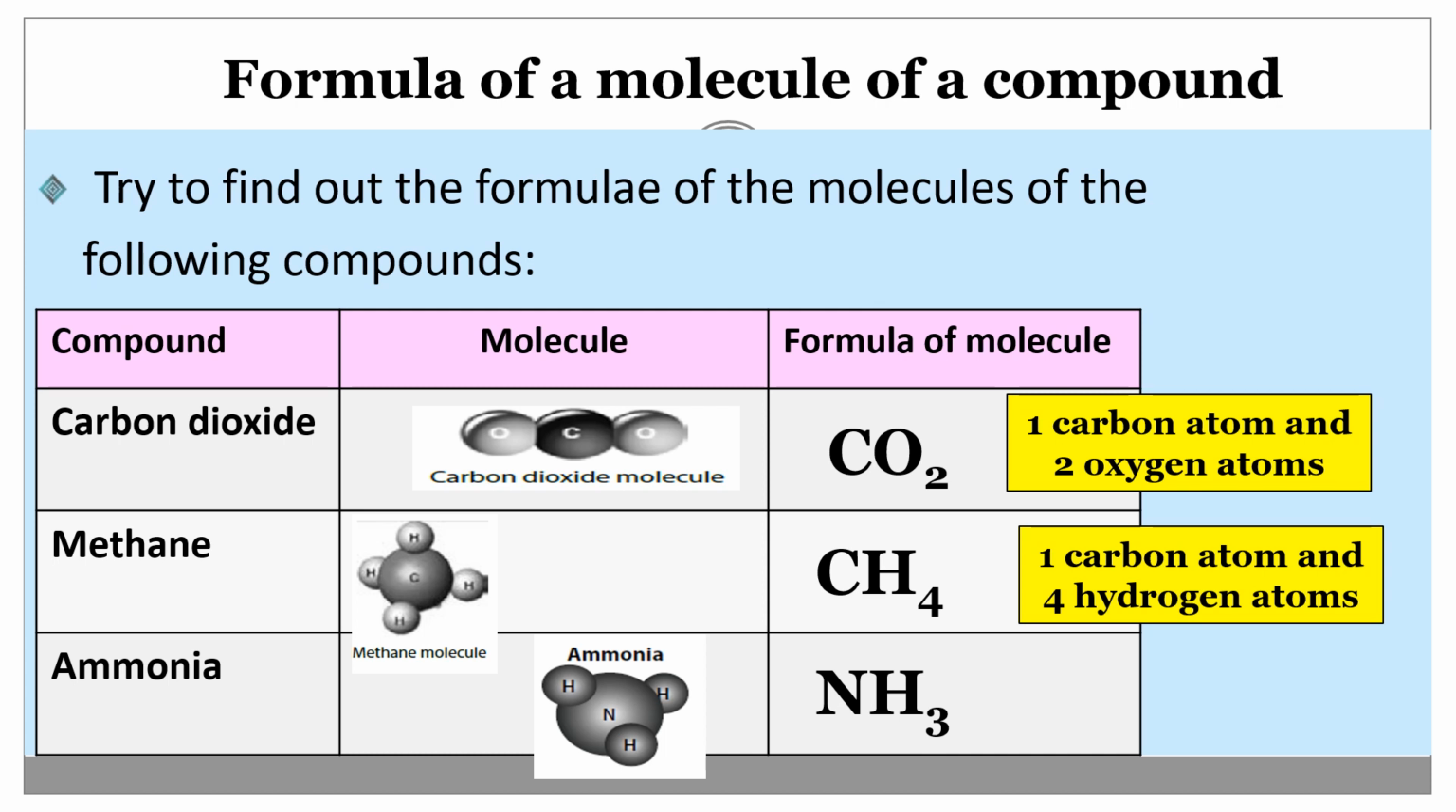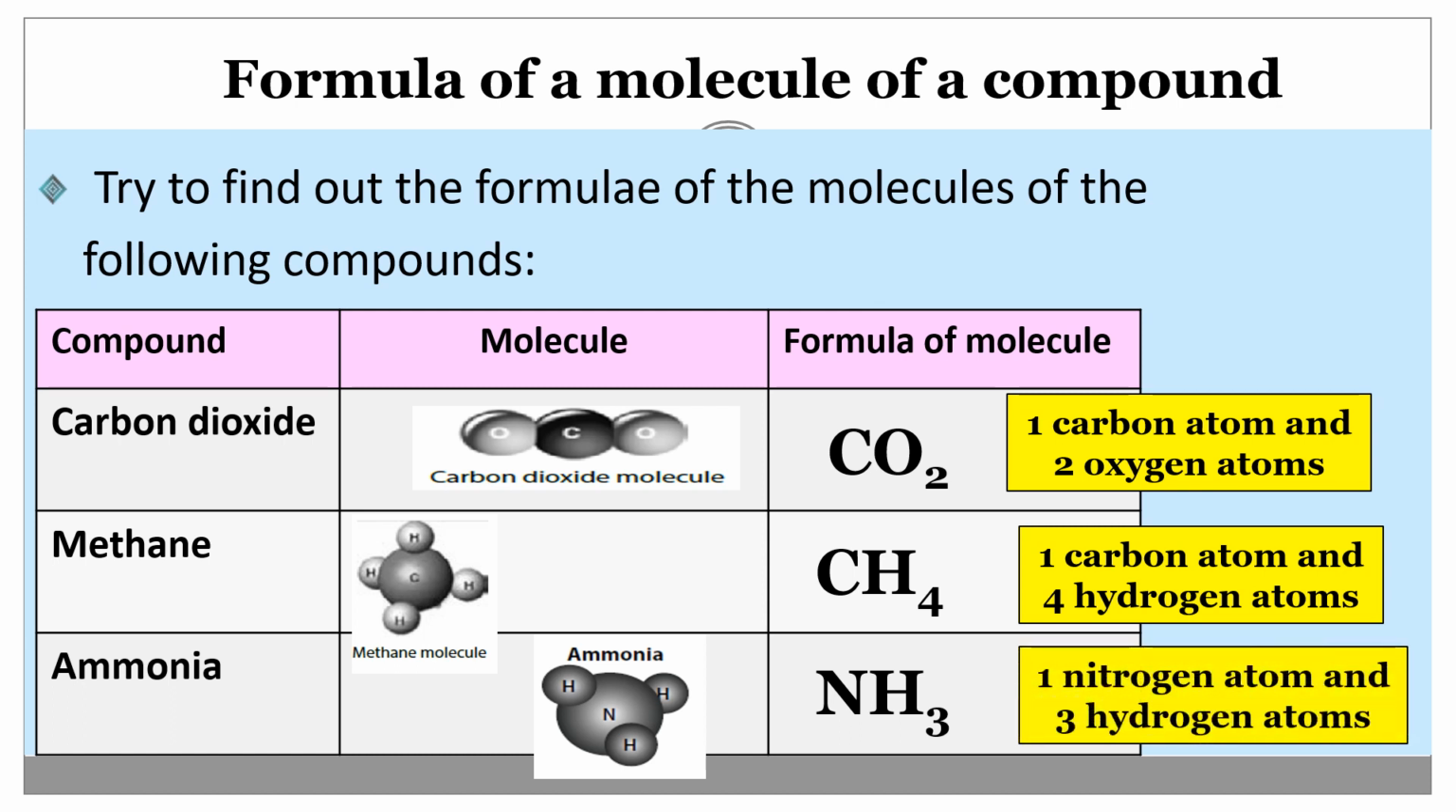The formula of ammonia molecule is capital N, capital H with a subscript 3. This is because one molecule of ammonia consists of one nitrogen atom and 3 hydrogen atoms. As we have said earlier, a subscript 1 is not shown in a formula.